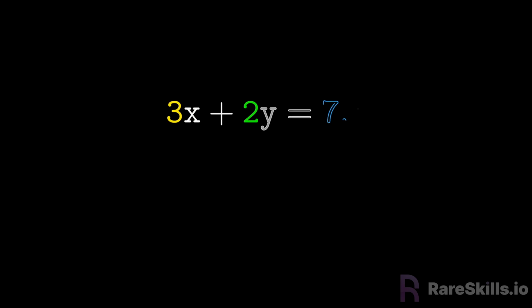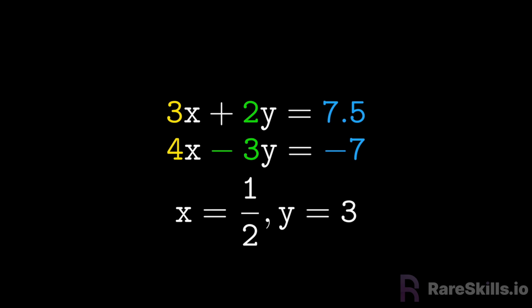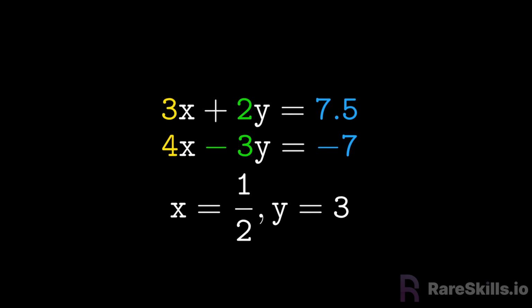Equation 1 is 3x plus 2y equals 7.5, while equation 2 is 4x minus 3y is equal to negative 7. After solving the equations, we see that x is equal to 1 over 2 and y is equal to 3. But is this true also in modular arithmetic? To check this, we convert all the numbers in question to their congruent equivalences.